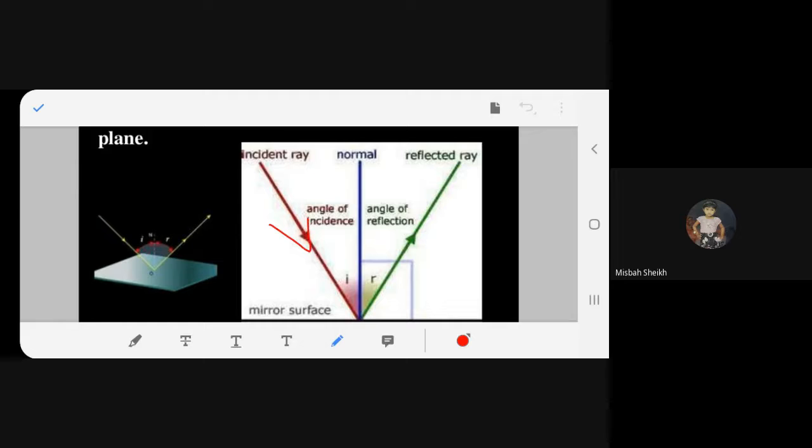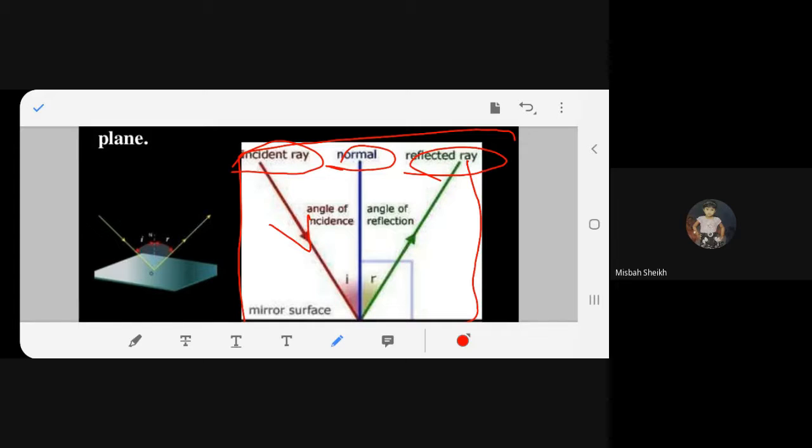The incident ray, the reflected ray, and the normal lie on the same plane. Is it clear? They are on the same plane. They're not up, they're not at the bottom, they're not inside, but they're on the same plane. You can draw it. Is it clear? This is the second law of reflection.